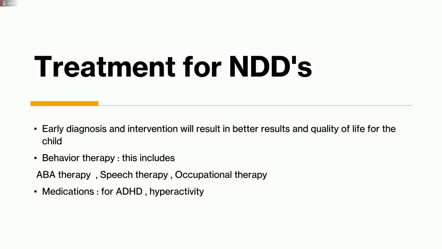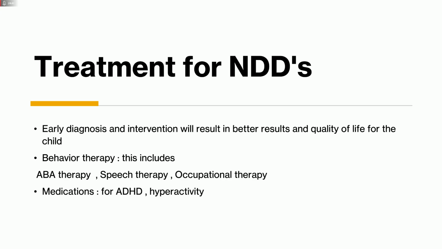Now, treatment of neurodevelopmental disorders. It is very necessary that an early diagnosis is made, and early intervention starts. This will result in much better results and better quality of life for the child. And what we can do to treat these children is behavior therapy and medication. Behavior therapy is like an umbrella term in that there are multiple therapies. CBT can be used. ABA therapy is mostly used in neurodevelopmental disorders.